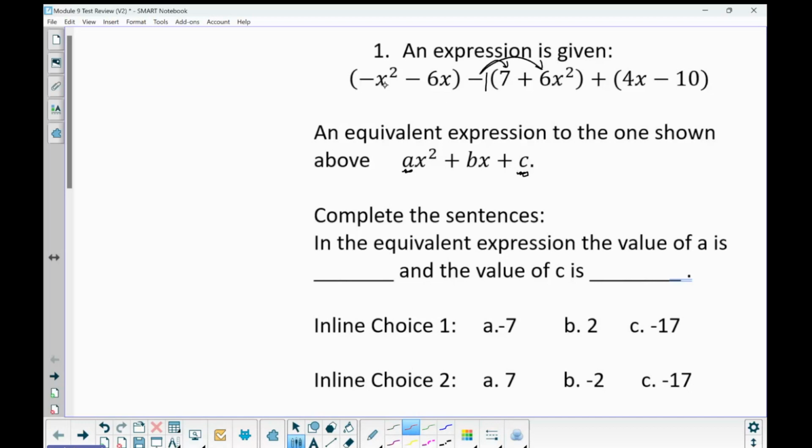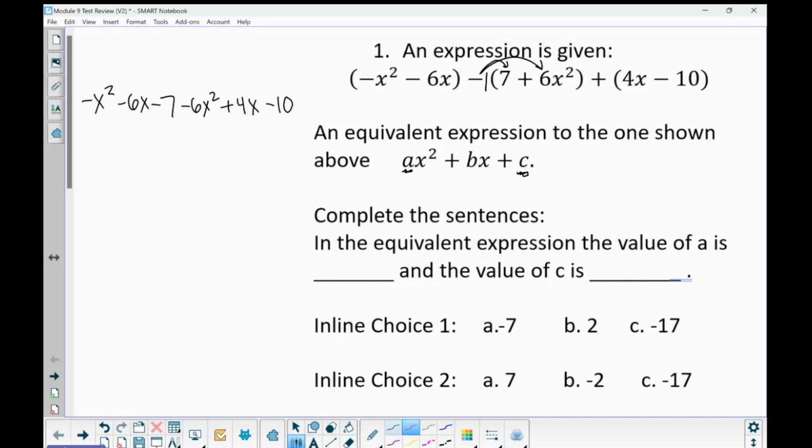So I'm going to start with keeping the first parentheses. I'm going to drop the parentheses because I won't be needing them anymore. I'm going to distribute this -1 to everything. So -1 times 7 is -7, and -1 times 6x squared is -6x squared. And because this is positive, I'm just going to drop the second set of parentheses, bring back what I have. So positive 4x minus 10. And from here, we're just going to combine like terms.